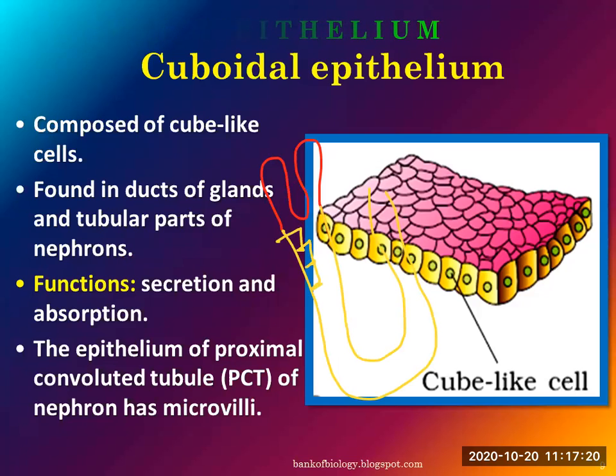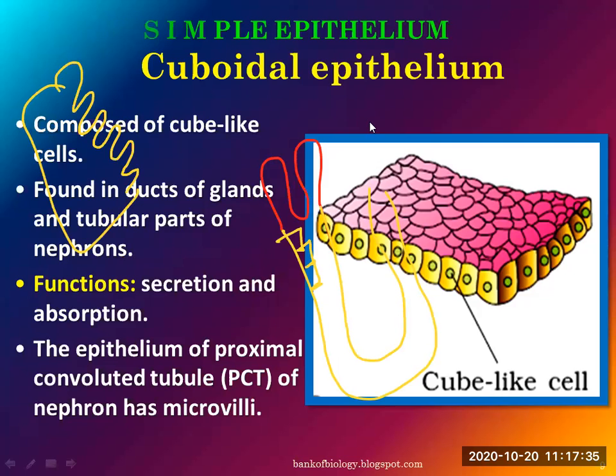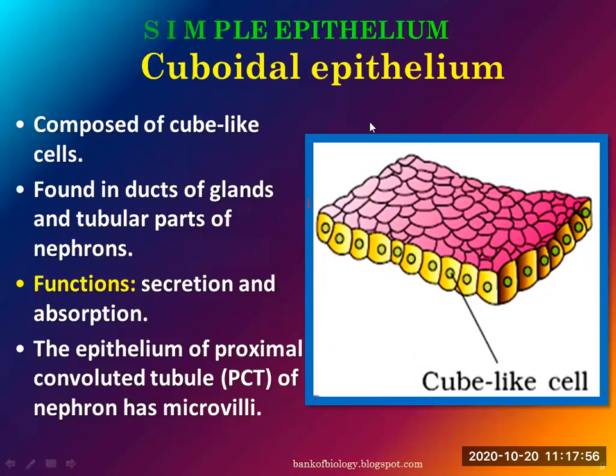The proximal convoluted tubule is having the brush border. That means the simple cuboidal epithelium there is having small microvilli which enhance the area of absorption of water. So that's why particularly we say proximal convoluted tubule of the nephron has microvilli. And to be remembered, distal convoluted tubule is also made up of simple cuboidal epithelium. Okay, so that closes the properties of the simple cuboidal epithelium.